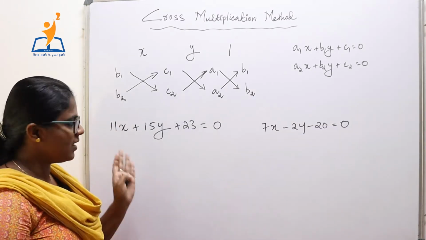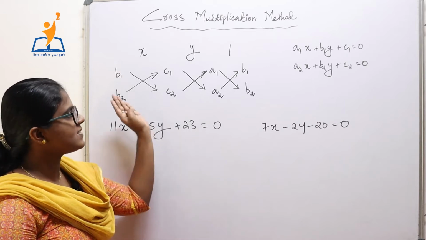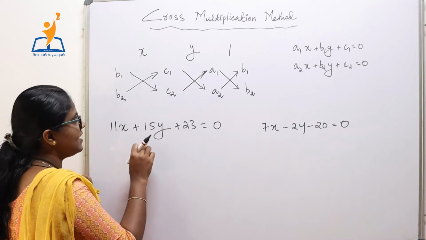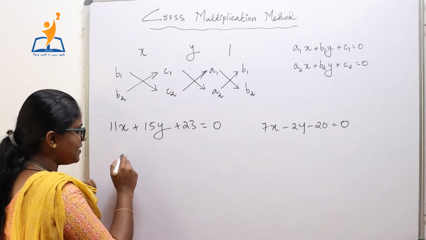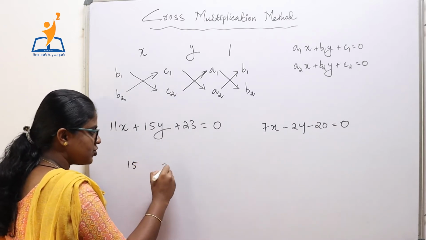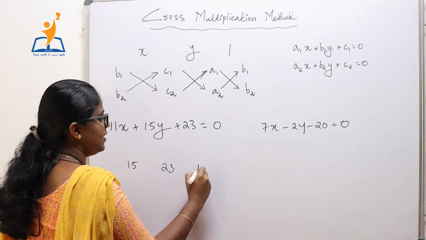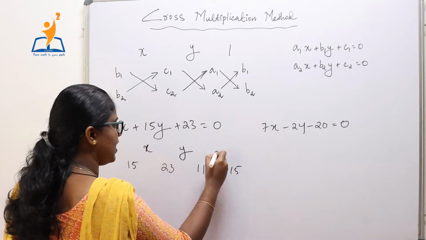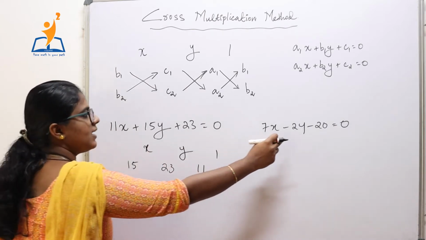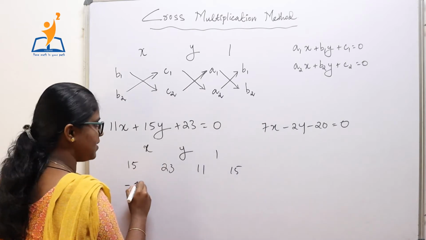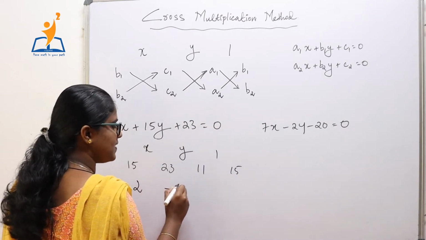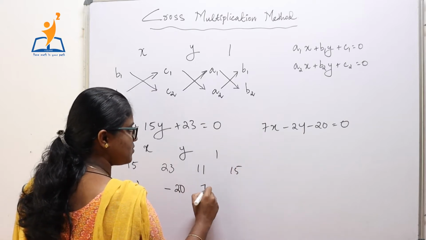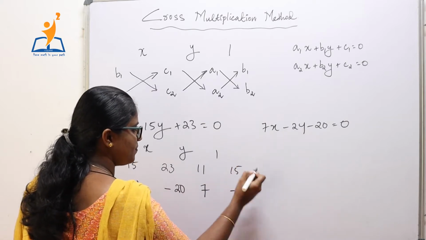Consider this example. We have to write the coefficients as per the aid to memory given above. So let's write. We will start with b1, that is 15, 23, 11 and 15. And here we have x, here we have y and here we have 1. Looking into this equation, we have b2 equal to minus 2, c2 equal to minus 20, again a2 equal to 7 and b2 equal to minus 2.